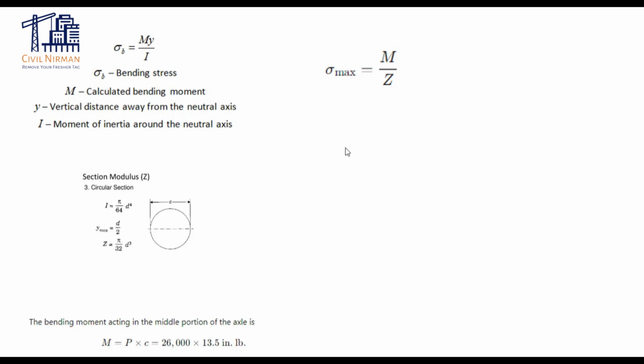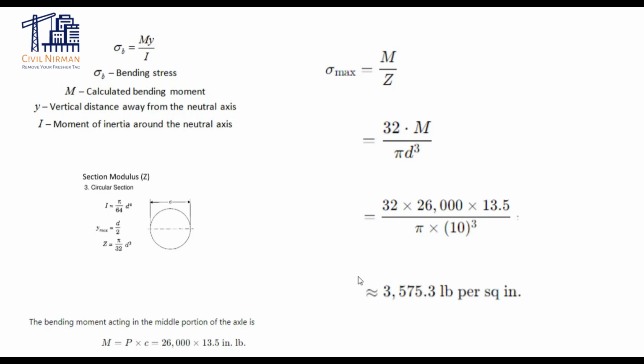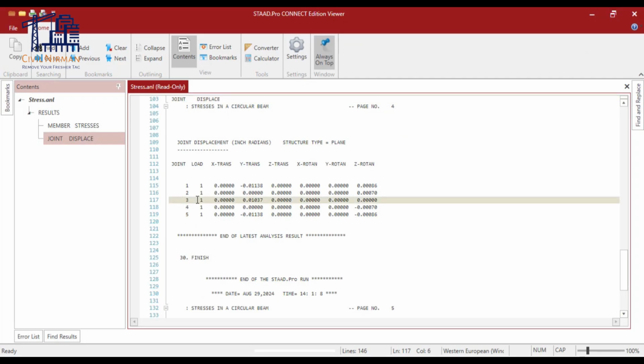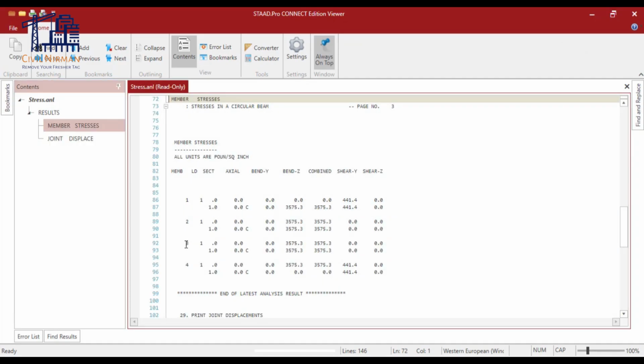The same equation can be utilized over here as M by Z. So I'll work out the value. I have put the section modulus value directly over here, and we already know the bending moment M value that we have worked out, force into perpendicular distance, right? So I'll get roughly the value as 3575.3 pounds per square inch, and the same value we are getting here in the STAAD output at node 3. So I'll click here. If you wish to check this, you are getting the value as 3575, right?